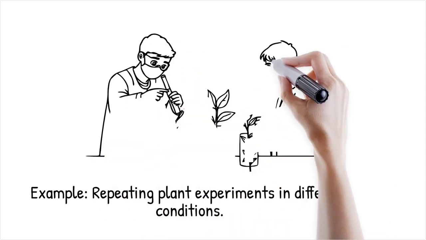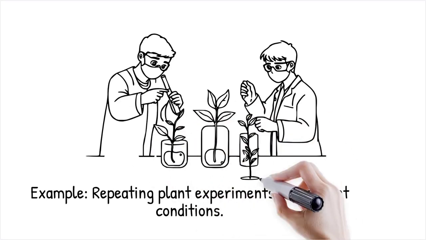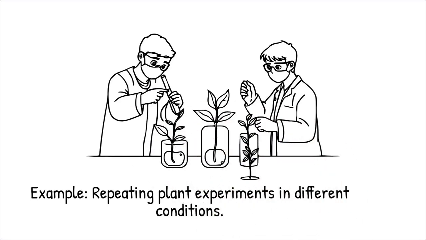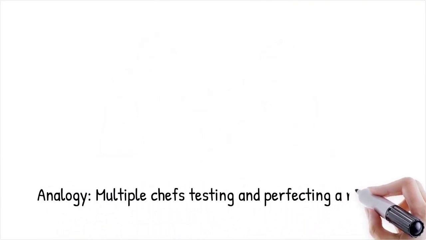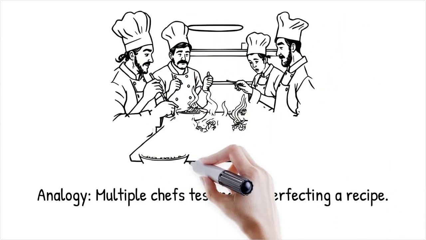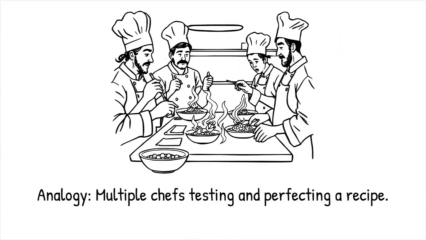After initial success, other researchers might repeat the plant growth experiment under different environmental conditions or with various plant species to test the universality of the results. It's like having several chefs try out your recipe to see if it works consistently, and then making adjustments based on their feedback to perfect the dish.